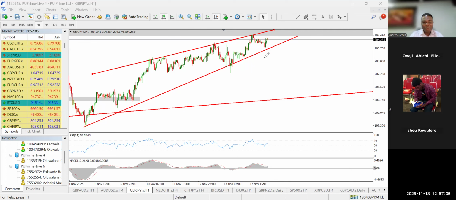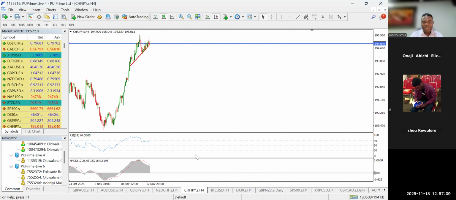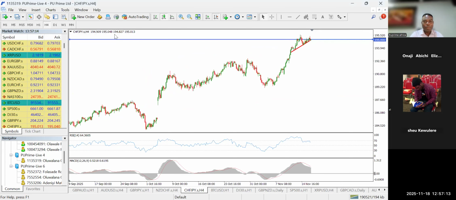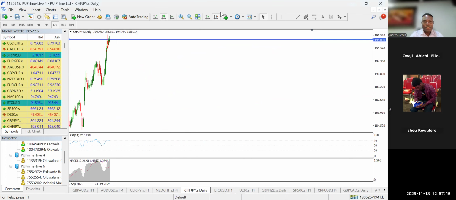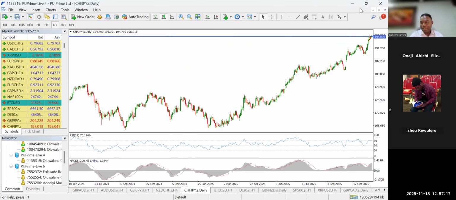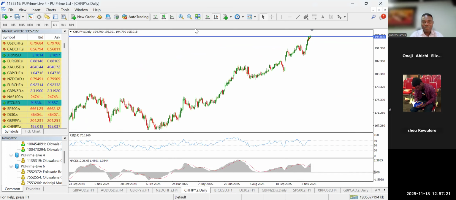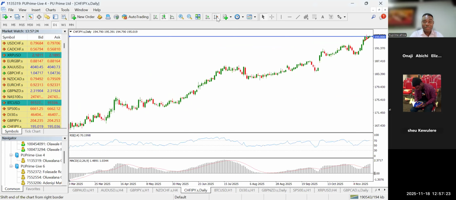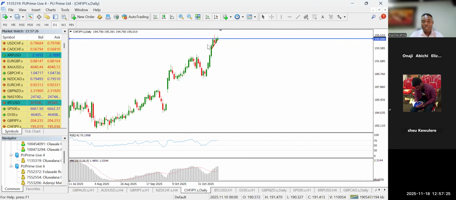CHF JPY. Okay. Now, this CHF JPY is trading at a resistance level on the daily time frame. It's actually a psychological level. There's no other resistance in view. It's trading around the psychological level, and that level is now acting as the resistance.